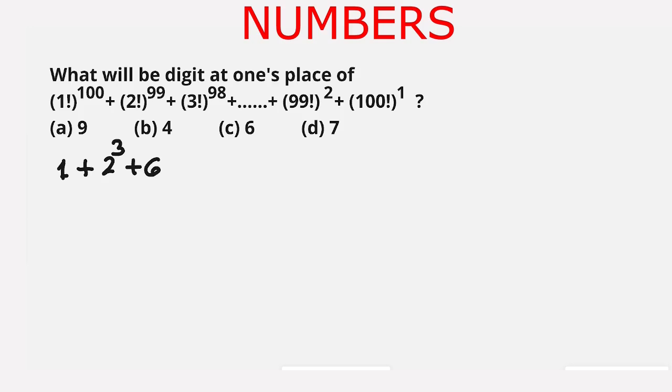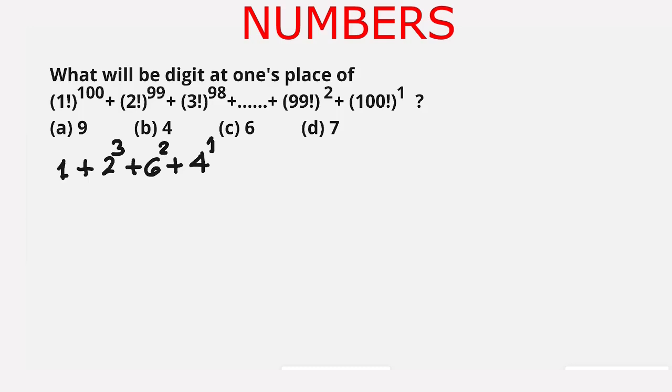as 24 times 4 is 96, 98 minus 96 is 2, and after 3 factorial there will be 4 factorial to the power 97, and 97 when divided by 4 leaves remainder 1. 24 times 4 is 96 and 97 minus 96 is 1. So 4 to the power 1. And after this power, 5 factorial has ones place 0, as the value of 5 factorial is 120 and ones place of 120 is 0.